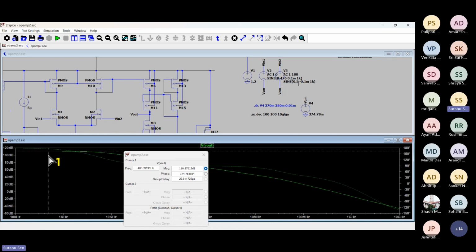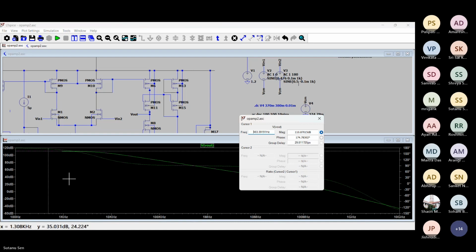Like I'm getting 110 dB. Yes, so 110 dB is good. Look at the bandwidth, it has degraded. You check the phase margin. Bandwidth will definitely go down once you increase the gain. That is obvious.